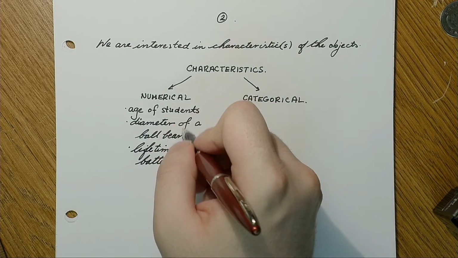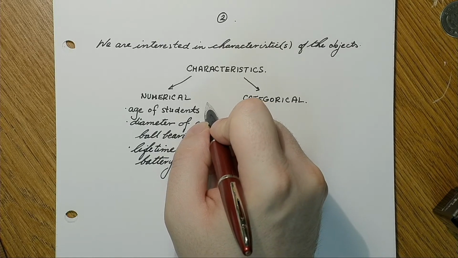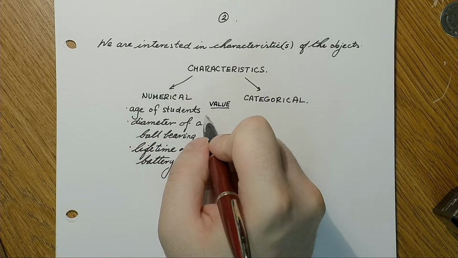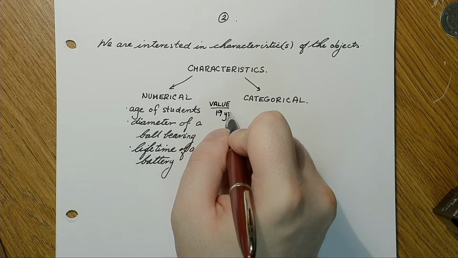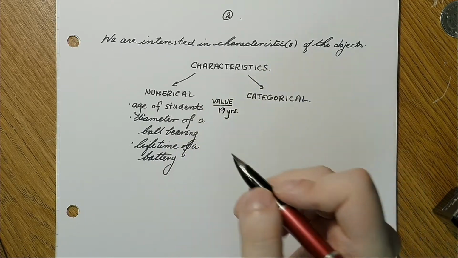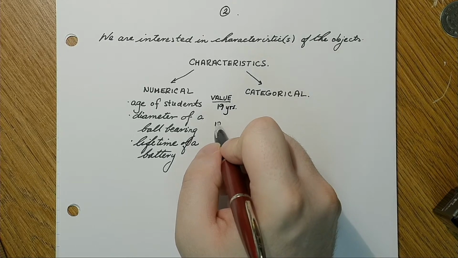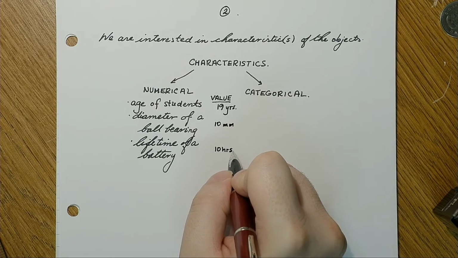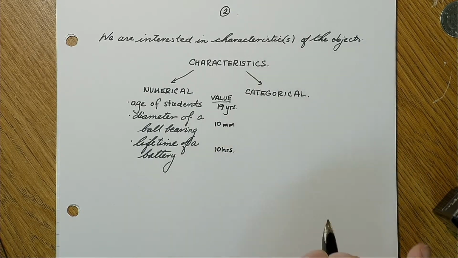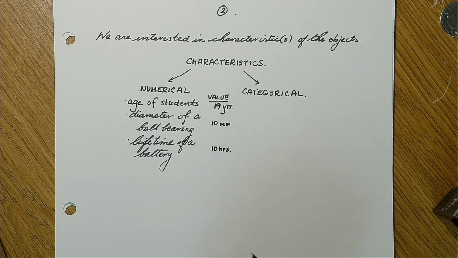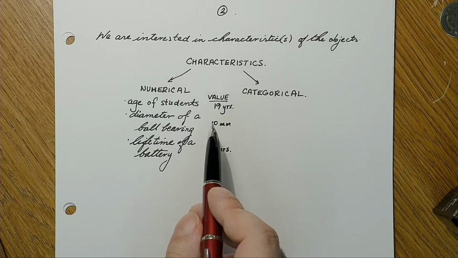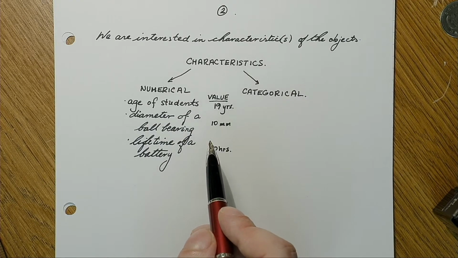And so associated with each of these, we'll have what we'll call a value. Like the age of a student could be 19 years old. The diameter of a ball bearing could be 10 millimeters. Lifetime of a battery, 10 hours. I would say it's quite common when we're thinking about numerical characteristics that there's a number, and along with it is a unit, a measurement.